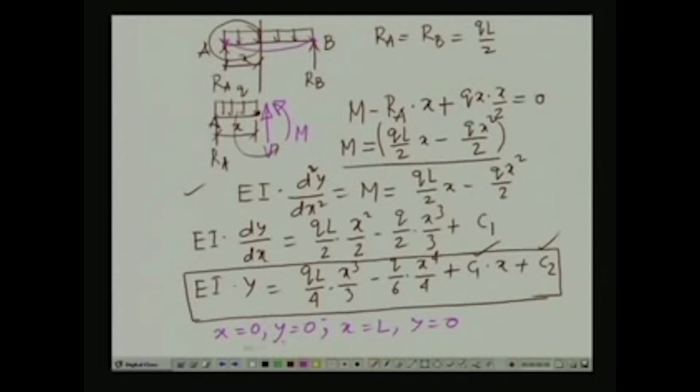Now, if we substitute these conditions, the first condition, at x equals 0, y equals 0, substituted in this equation, gives C 2 equal to 0. Now, if we substitute the second condition, that at x equals L, y equals 0, so for x we substitute the value of L and y as 0, and then consequently let us see what we get.